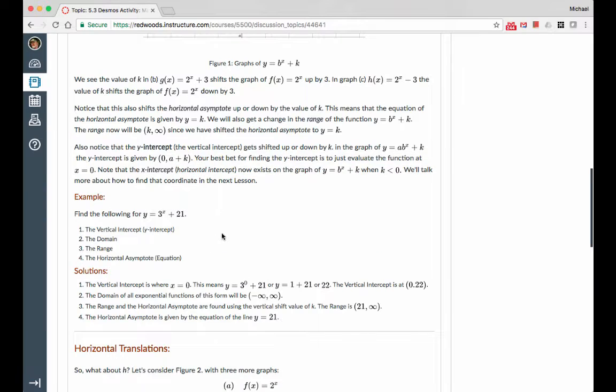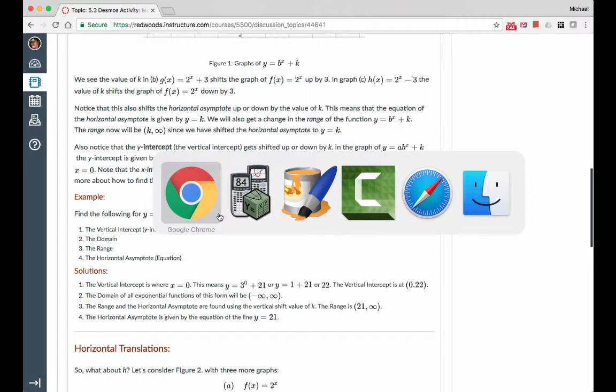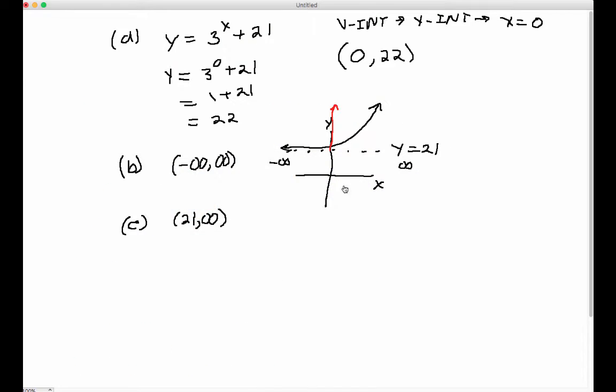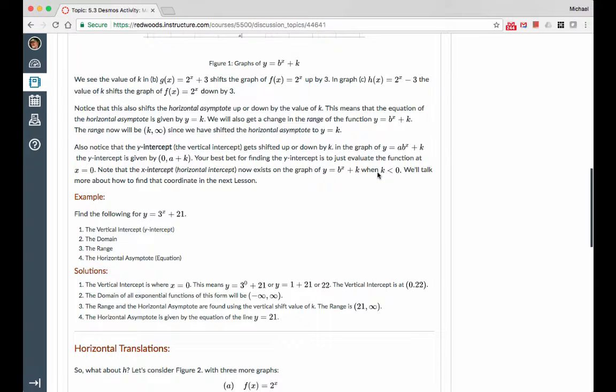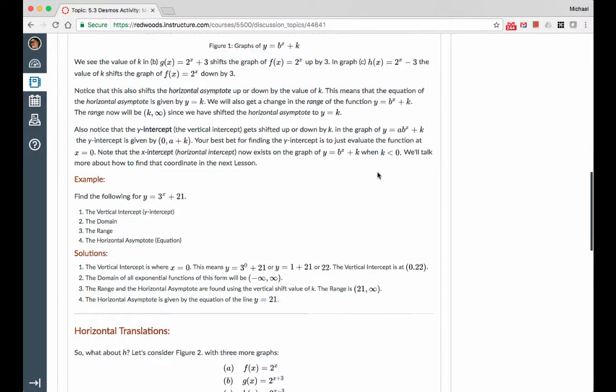All right, let's get back to where we want to be here. They want to know the equation of the horizontal asymptote. Let's go back to the picture. We already gave that. There's our equation of the horizontal asymptote. We see that it's at y equals 21. Okay, so hopefully that's making some sense out of what we do with vertical translations.